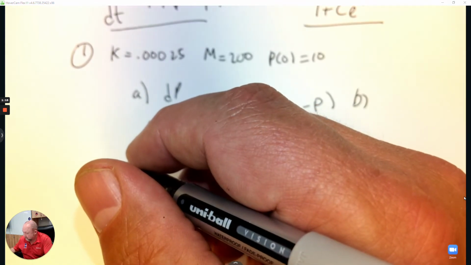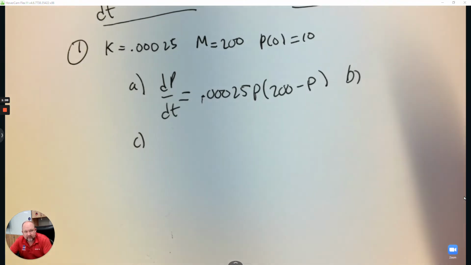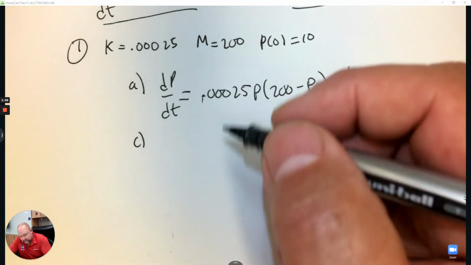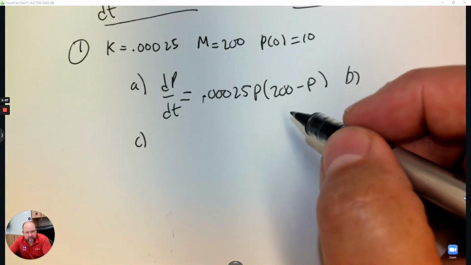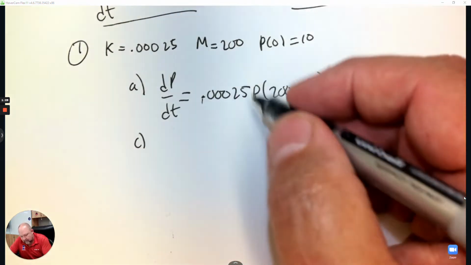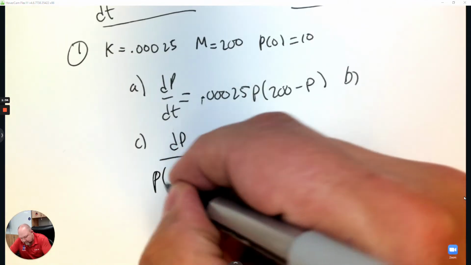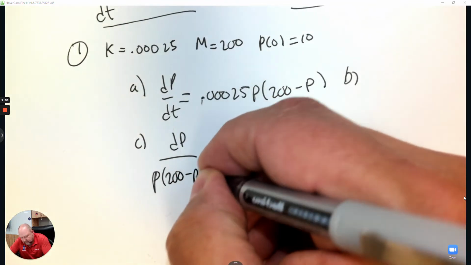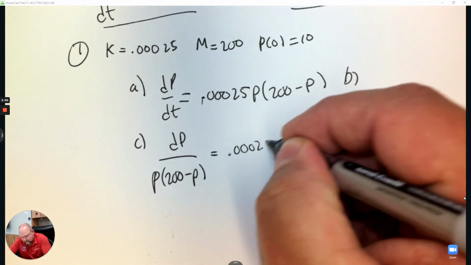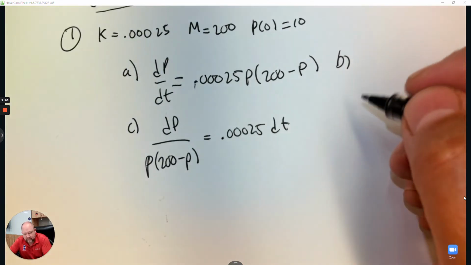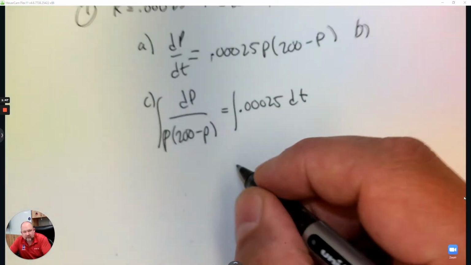Part C, find a formula for P. Show all steps using partial fractions. So we're going to do this from scratch again, like we did for the lesson. We're going to solve this by separating the variables. So I'm going to divide by P(200 - P). I'm going to multiply by dt. So now they're separated.